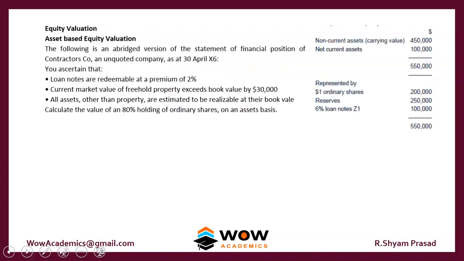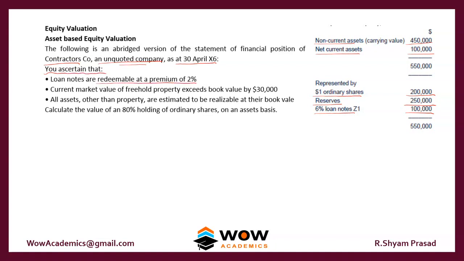So we will start from this problem. The following is an abridged version of the statement of financial position of Contractors Co., an unquoted company. So this company is not trading in the market as at 30th April 2006. The non-current asset, at book value, is 4,50,000. Net current assets is 1 lakh, and the company has $1 ordinary shares which are worth 2 lakh rupees. Reserves are 2 lakh 50, and loan notes are 1 lakh. These are the balance sheet items, and they also tell you loan notes are redeemable at a 2% premium.